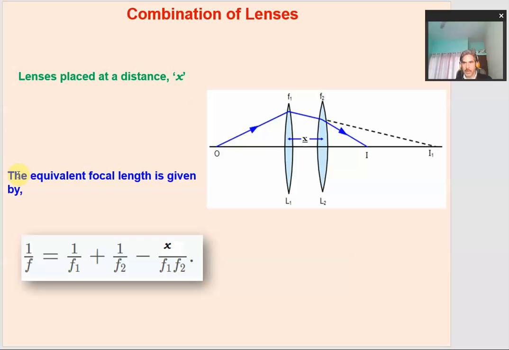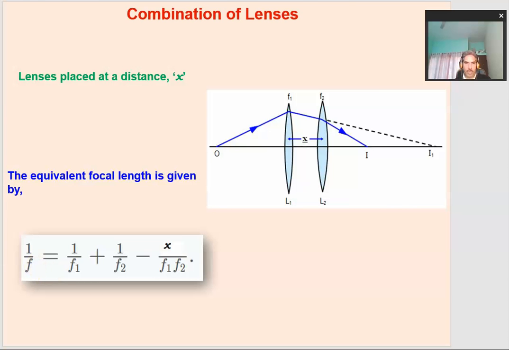You must practice the questions based on the combination of the lenses. They may be the lenses of similar kind or different kind. The two lenses we have taken are convex lenses. There can be the combination of concave lenses, or the combination of convex and concave together. So we have to just use their focal length according to the sign convention and make the calculation.